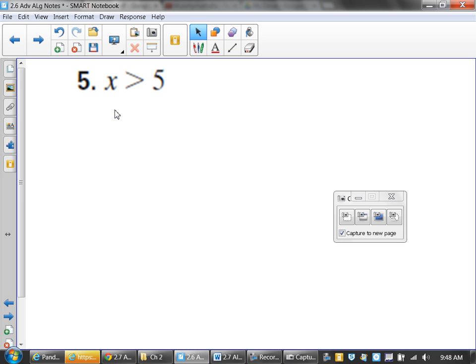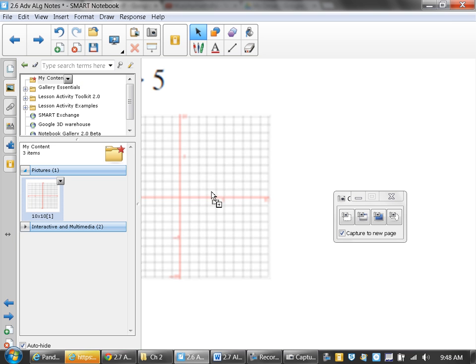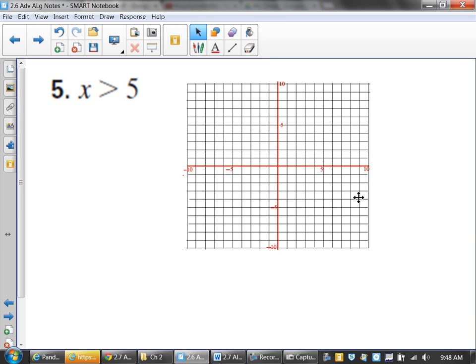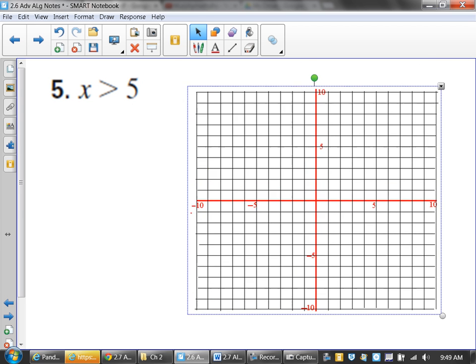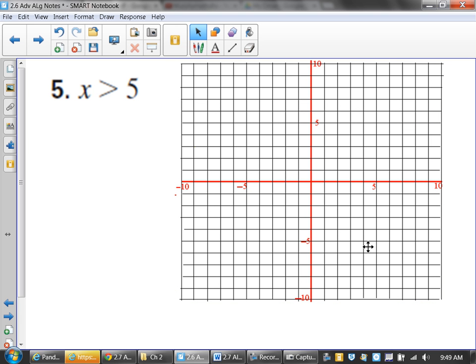Does this change if we have horizontal or vertical lines? No, it does not. So x greater than 5, is that a horizontal or a vertical line? It's a vertical. Okay, because it's an x equal number. These rules don't change. So it's an x equal number, and it just goes through 5. Will that be a solid or a dotted line through 5? And which side of that are numbers larger than 5? On the left or the right?